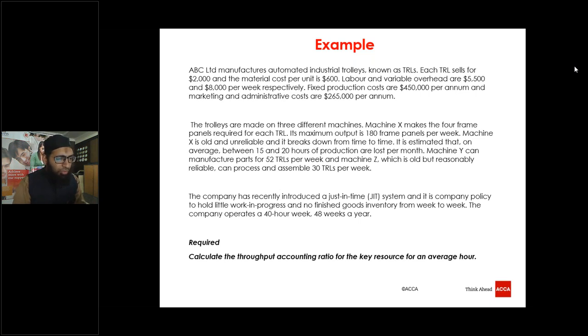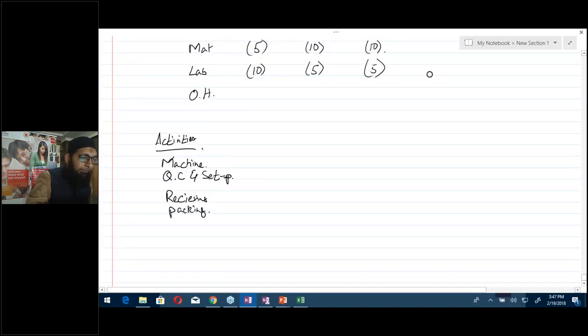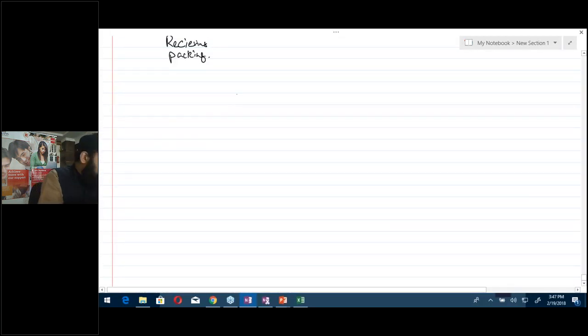Now, in this example, the first thing that we need to identify is which machine is my bottleneck. Remember that the machine that produces fewer units will be the bottleneck. So we have three machines, machine X, Y, and Z. Let's see which one will be the bottleneck.